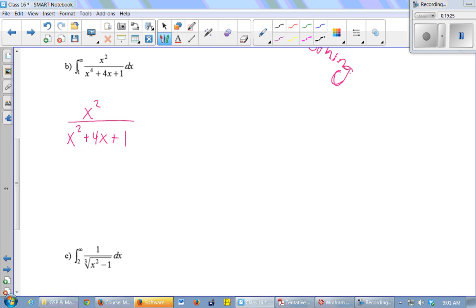So if I just drop the, oops, that's x to the fourth, sorry. If I just drop the plus 4x plus 1 in the denominator, what's going to happen? This would become x squared over x to the fourth. What kind of symbol should I put in between there? How would they be related to each other? I would like it to be a less than. Is it a less than?